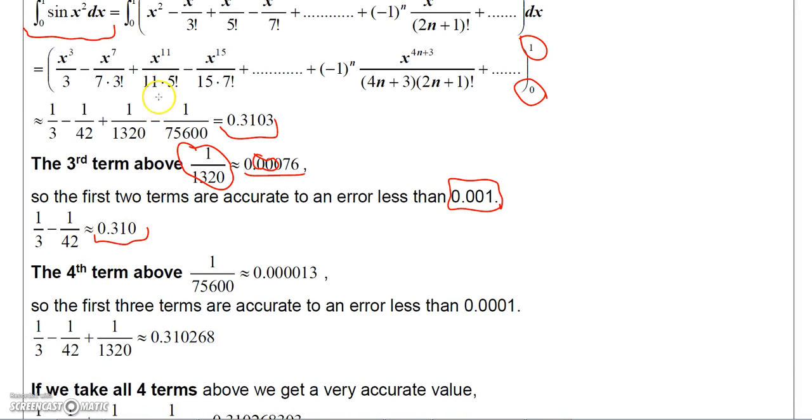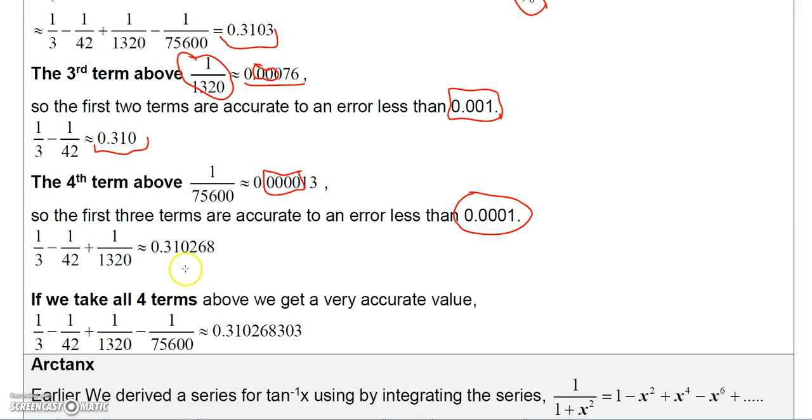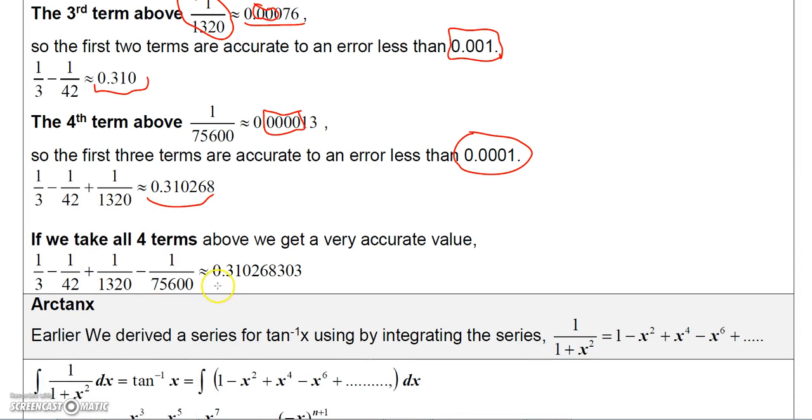So if you just take the first two terms, you get 0.310. Now, the fourth term above, 1 over 75,600, is approximately 0.000013. So there's 4 zeros here. That means that if we take the first three terms, that would have an error of less than 0.0001. And so if I take those three terms, I get this. Now, if we were to take all four terms, we would get this, which is a very, very accurate value.